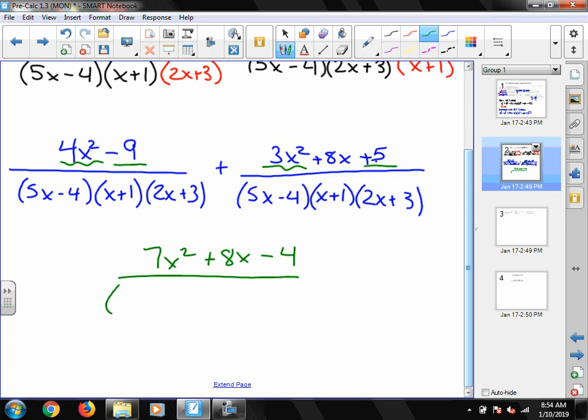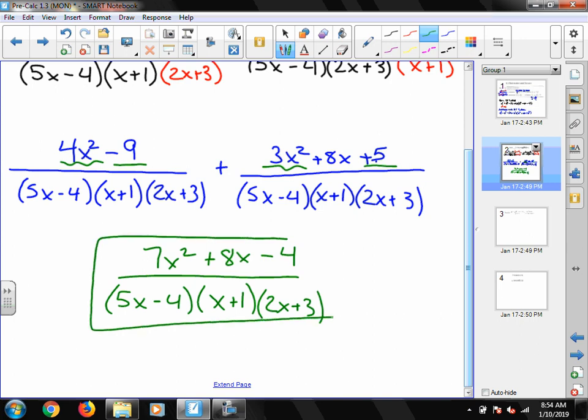Okay, you guys do not need to multiply that back out. You could if you wanted to. It's just extra work that you don't need to do. So I'm going to go 5x minus 4 times x plus 1 times 2x plus 3. And that is how you're going to do those.